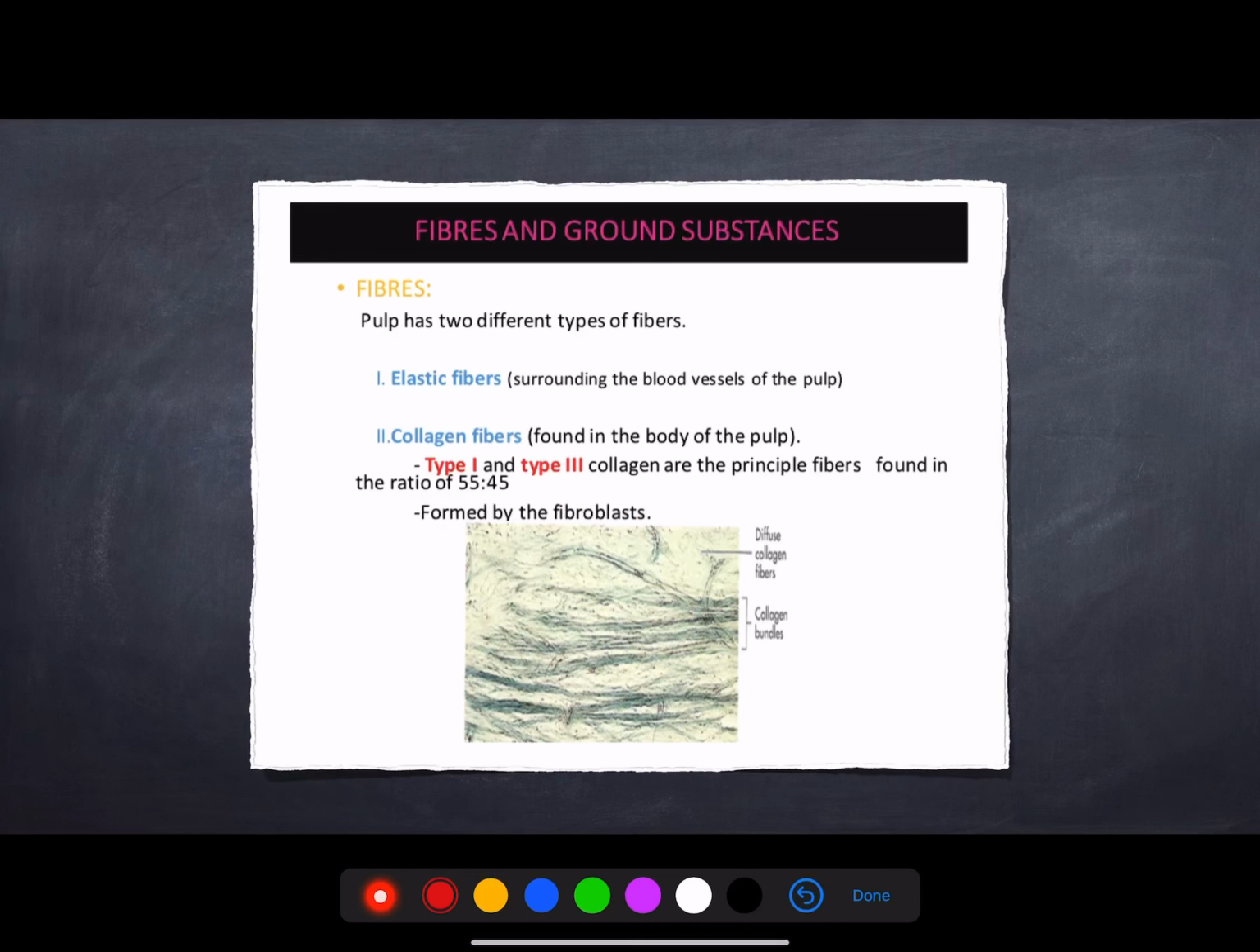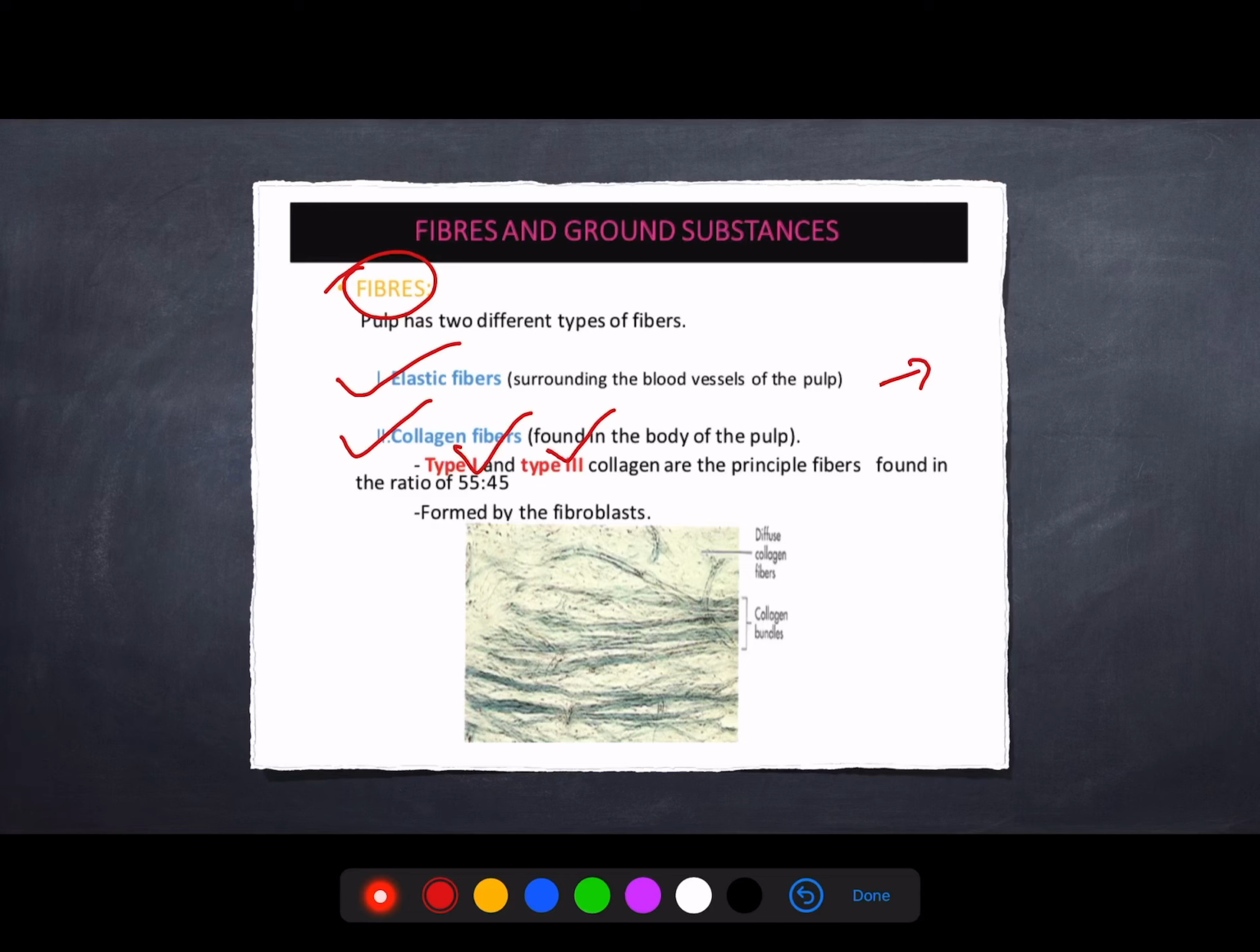Coming to the fibers, you can see elastic fibers surrounded by the vessels, and the main function of elastic fibers is to maintain pressure so that the blood moves in circulation. The next one is the collagen fibers, which form the body of the pulp. The types of collagen fibers present in the pulp are type 1 and type 3. Type 1 is predominant compared to type 3, in the ratio of 55:45.